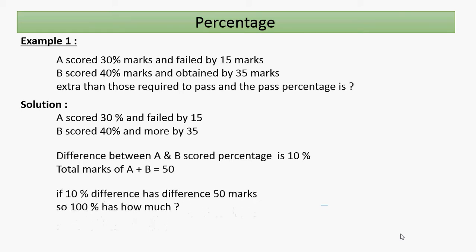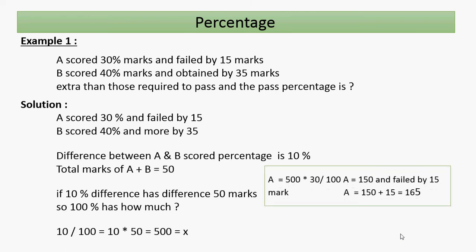If 10% is a difference of 50 marks, what is 100%? So we definitely get 500, right? So 500 is the total. A scored how many percent? 30%. So 500 into 30 divided by 100. How many marks did A score? That is 150, the 30% marks.